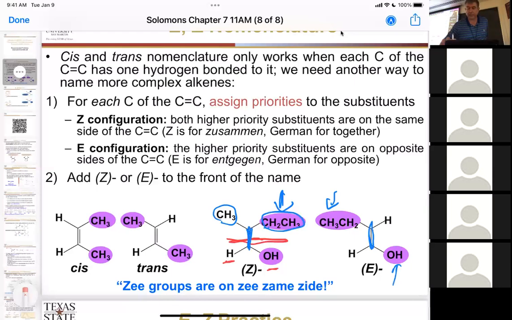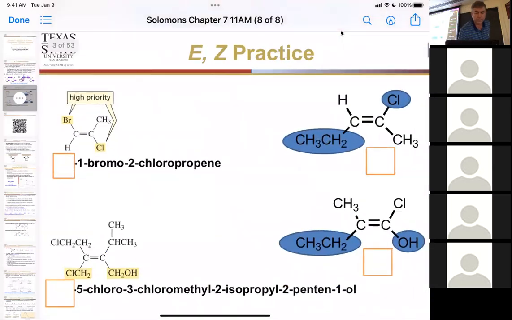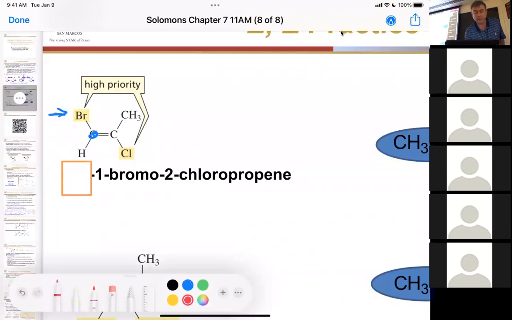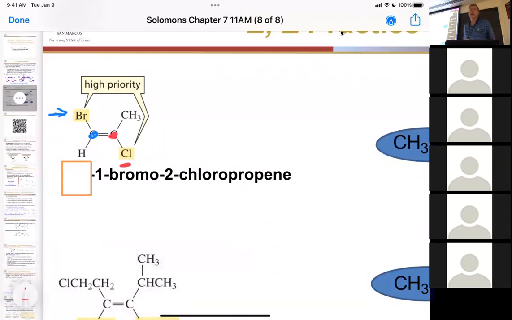So let's practice that a little bit right here. On this one, we have a bromine, a methyl, a chloro, and a hydrogen. So that means the bromine and the chlorine are our two highest priority groups. We want to look at our first carbon first and say, okay, this one's our highest priority. We're going to look at our second carbon with a double bond and say that's our highest priority. And our two highest priority groups are on opposite sides of the double bond. So what is it, E or Z? E.